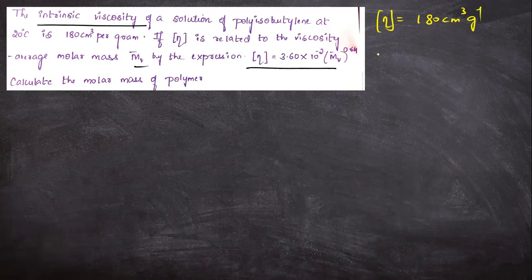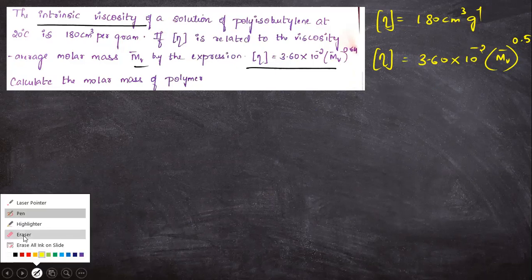The relation given is eta equals 3.60 into 10 raised to minus 2, Mv raised to 0.54. Let me write it.